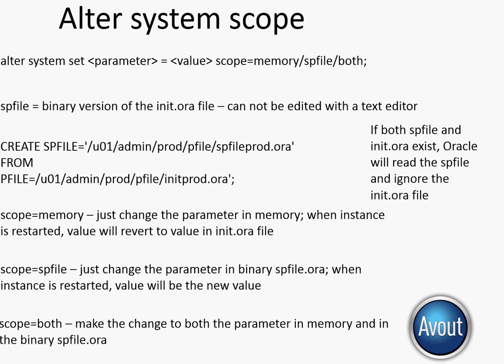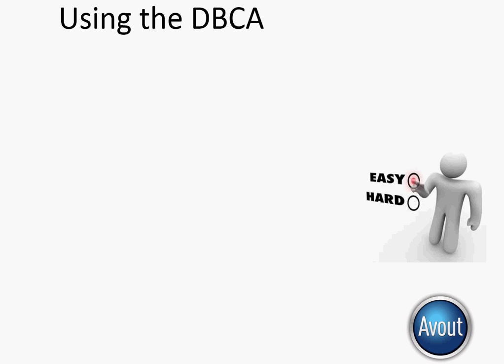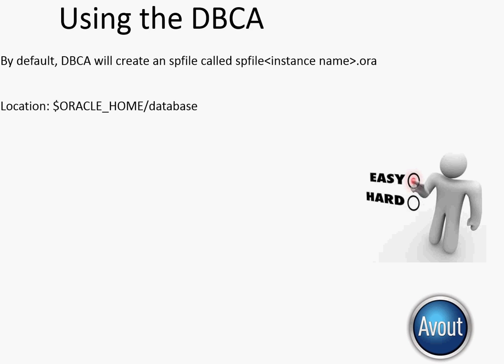You certainly can create your database from scratch, but Oracle gives you this really cool tool called the DBCA, the Database Configuration Assistant. By default, the Database Configuration Assistant will create an SP file for you during its creation process. It's nothing more than a graphical wizard that'll ask you a whole bunch of questions about your database, and then it'll provide you with information. It'll write out all of the information for you and actually create and start up your database. The Database Configuration Assistant will create an SP file by default unless you tell it not to. The location is going to be in Oracle Home Database.